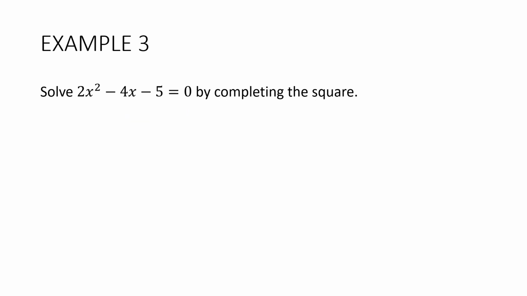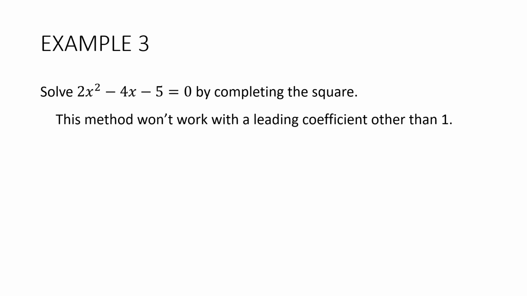Here's another example. Solve 2x squared minus 4x minus 5 equals 0 by completing the square. Now here's the thing. This method isn't going to work if we have a leading coefficient other than 1. So we need to get rid of it. We're going to divide everything by 2. And it means the question is going to be a little bit uglier than the previous one. But the method still works.